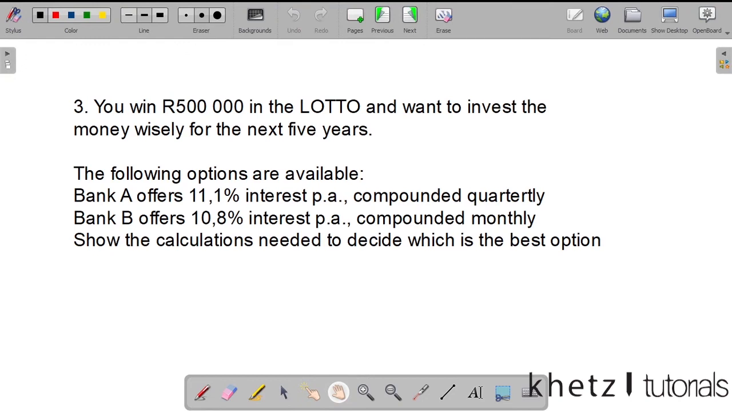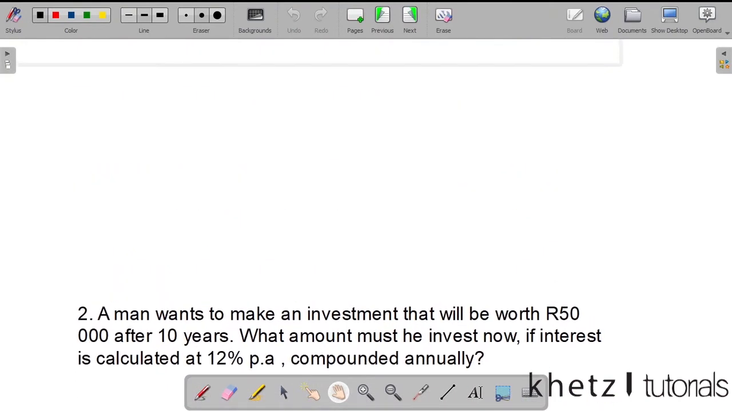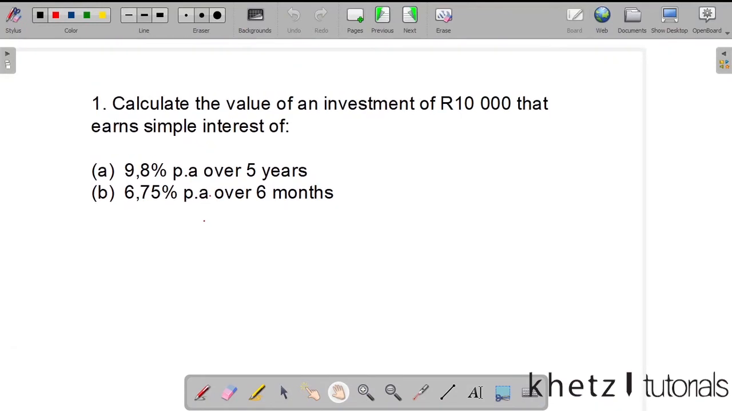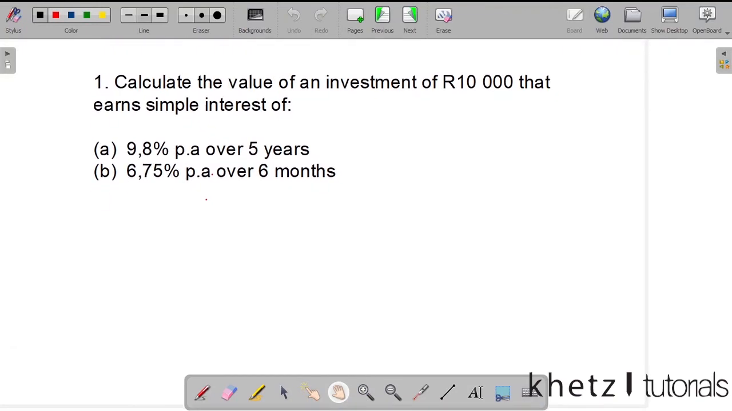Okay, so let's scroll up so that we actually start at the first example that we have. Here it is. It says calculate the value of an investment of 10,000 rand that earns simple interest. So let's just mark that simple interest of 9.8% per annum over 5 years. And the second one says 6.75% per annum over 6 months. So it said simple interest, and it's an investment, so we expect that to grow. We're basically trying to grow this 10,000 rand.